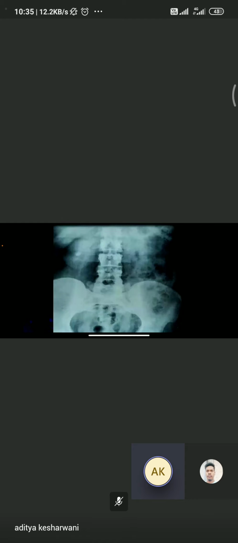Usually the question the examiner asks is how to differentiate between a kidney stone and a gallstone. It can be a gallstone also, it can be a kidney stone also. So to confirm that, we have to take the lateral films. In lateral films, the gallstone will be higher up and the kidney stone will be on the lower side. Mostly this one is a kidney stone only.